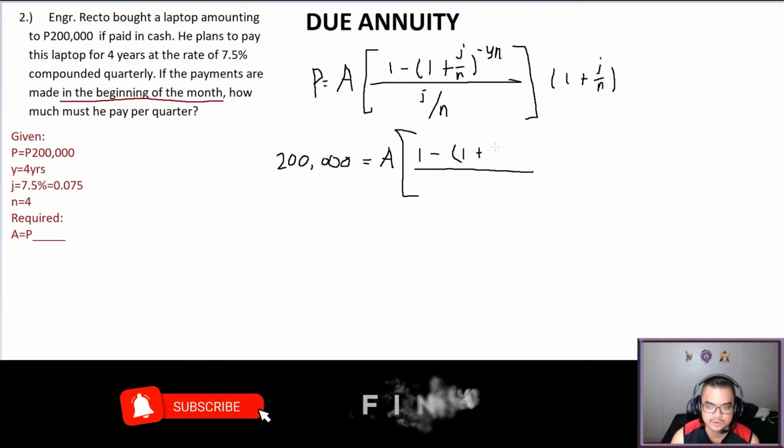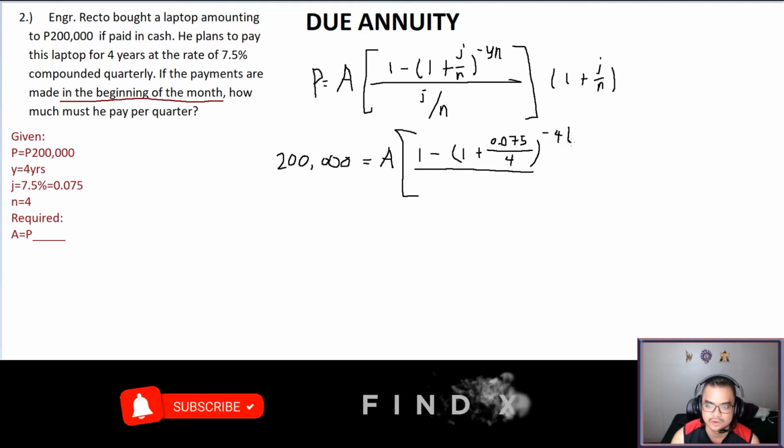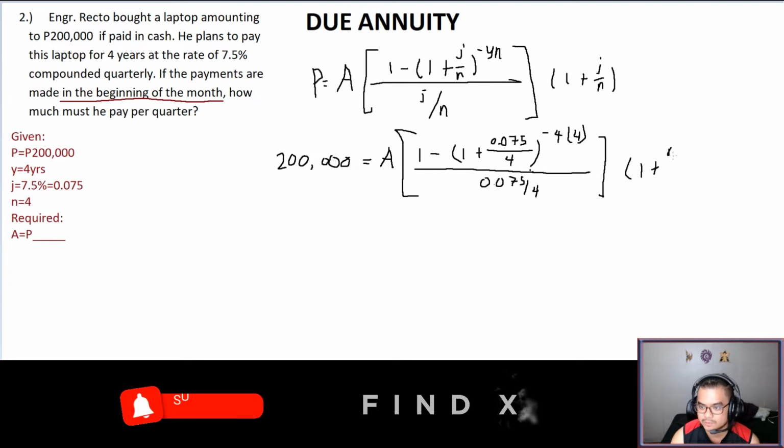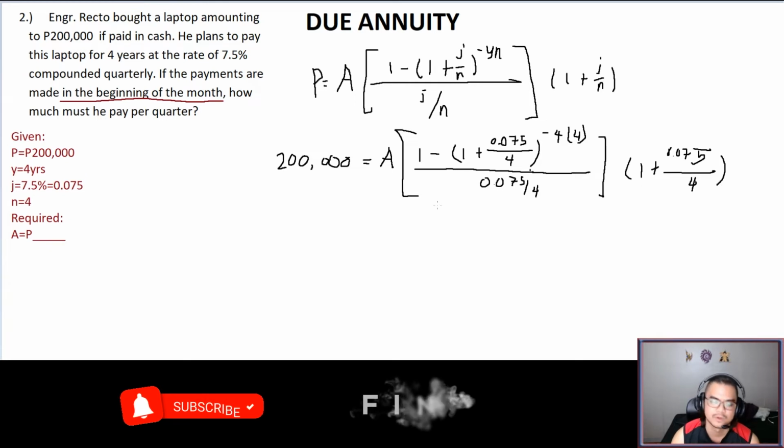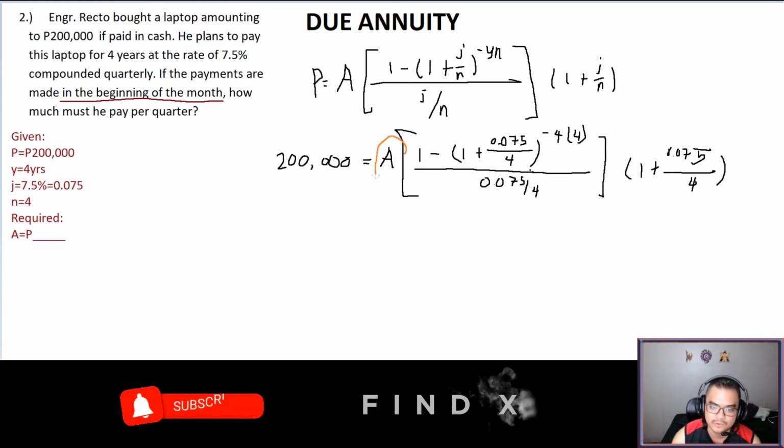So 1 plus j is 0.075, n equal to 4, raised to negative 4. Your years is 4 and your quarterly is also 4, all over 0.075 all over 4. Don't forget the additional factor, that is 0.075 all over 4. Okay, so all you have to do is just solve for A. You can do it either algebraically or just use your calculator, whatever. I already solved this beforehand.